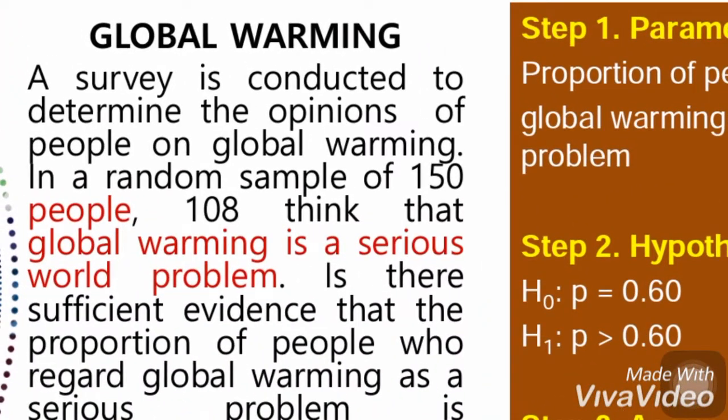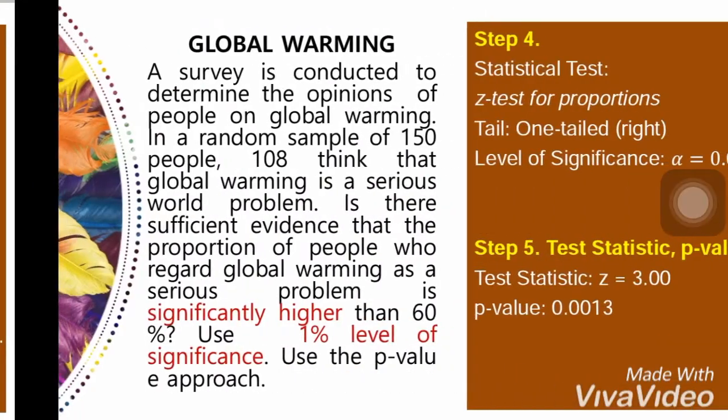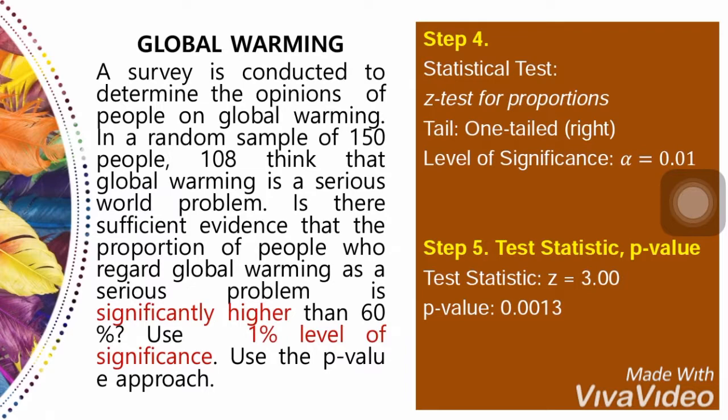Since the sample size is 150, we consider it a large sample. Our assumption for a large sample says a sample of 150 is large enough. By the central limit theorem, the data is normally distributed. Now, step 4 is our statistical test. Since the sample is large and we are on proportions, our statistical test is the z-test for proportions. It's a one-tailed, right-tailed test. And as given, the level of significance is 0.01.